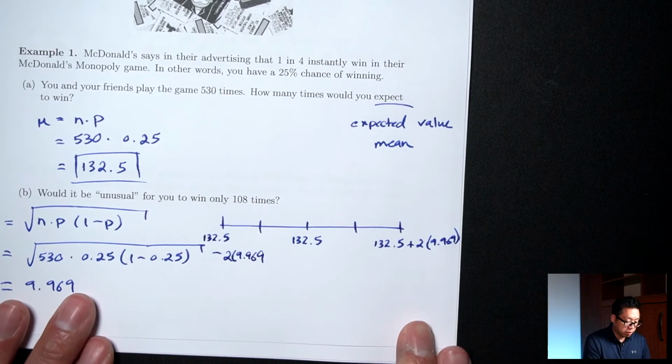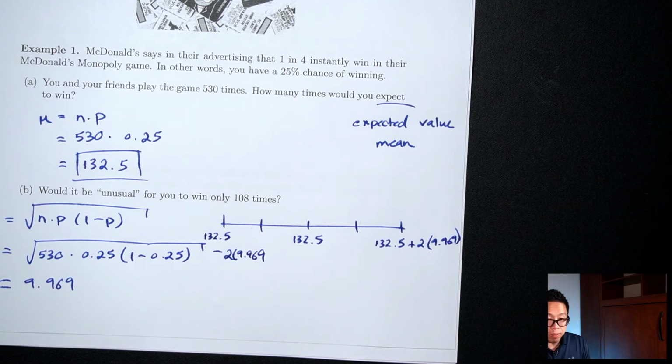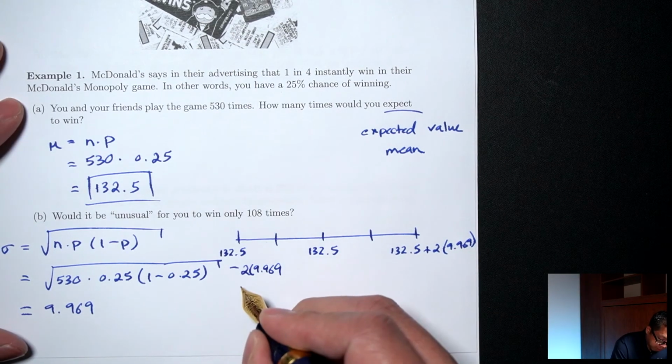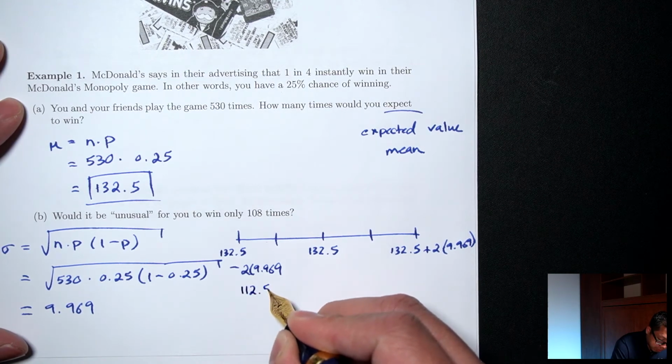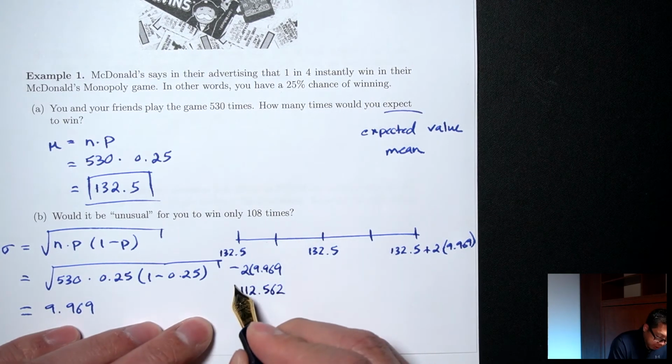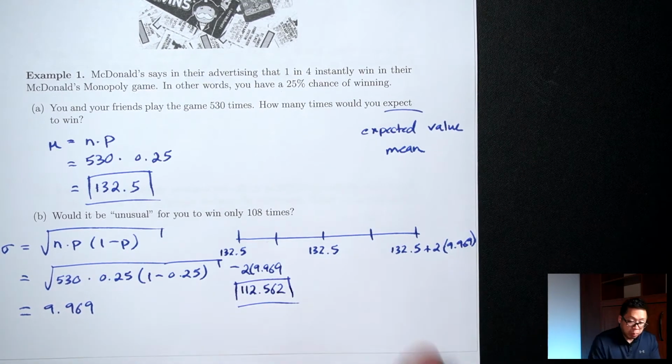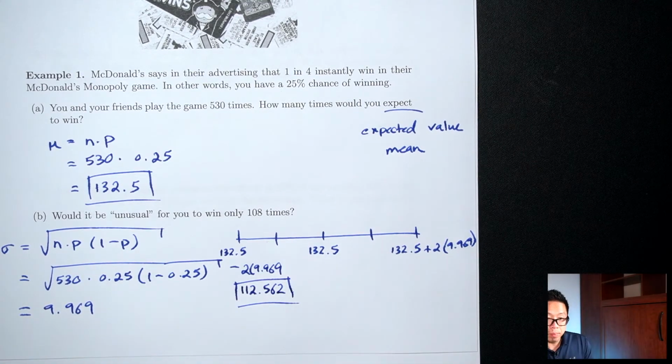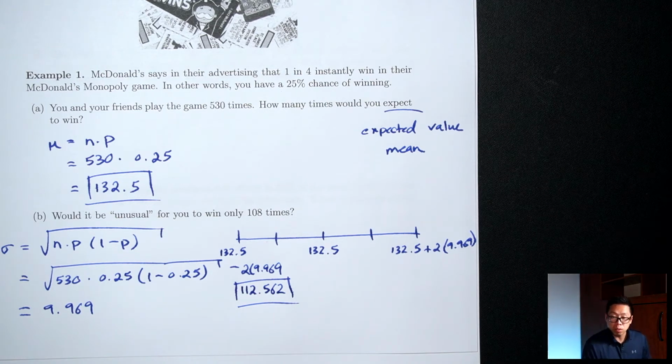All right, so let me find those two numbers. For the lower number, 132.5 minus 2 times 9.969 is 112.562. Okay, so that's one number I want. The upper number, 132.5 plus 2 times 9.969, and that is 152.438.